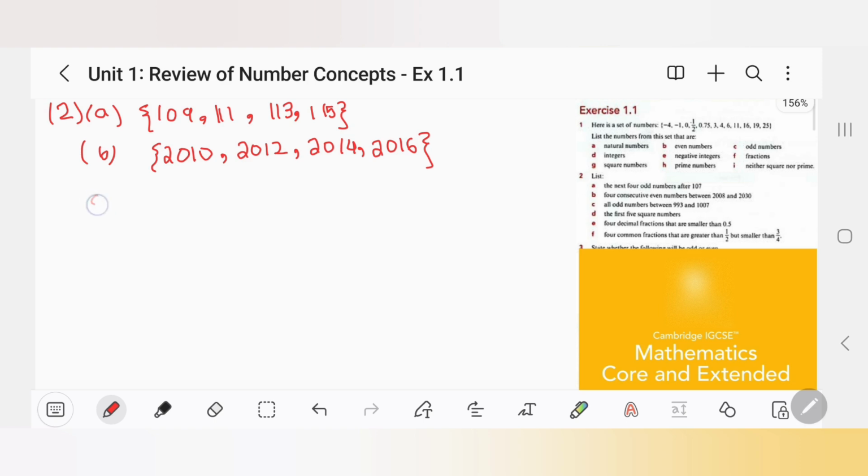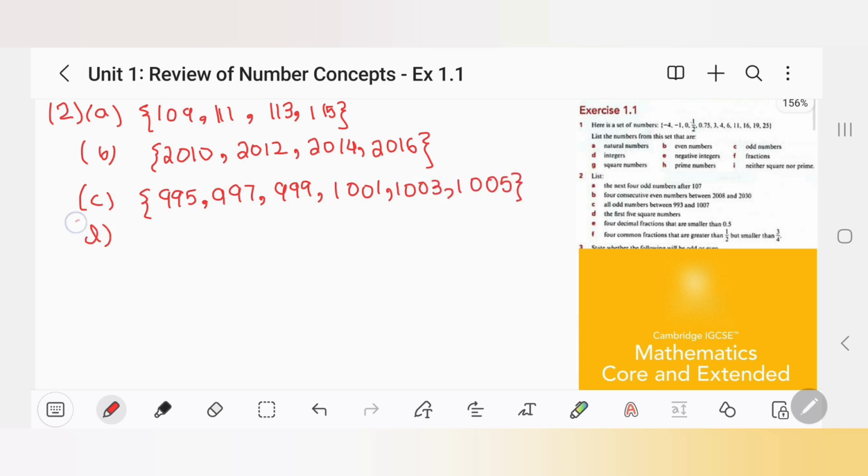Now we are doing C part. In C part, they are saying all odd numbers between. Now they are using the word all. So all means you have to write everything between these two numbers. So after 993, there is 995, 997, 999. And after that, we have 4-digit numbers: 1001, 1003, and 1005, and we are done.